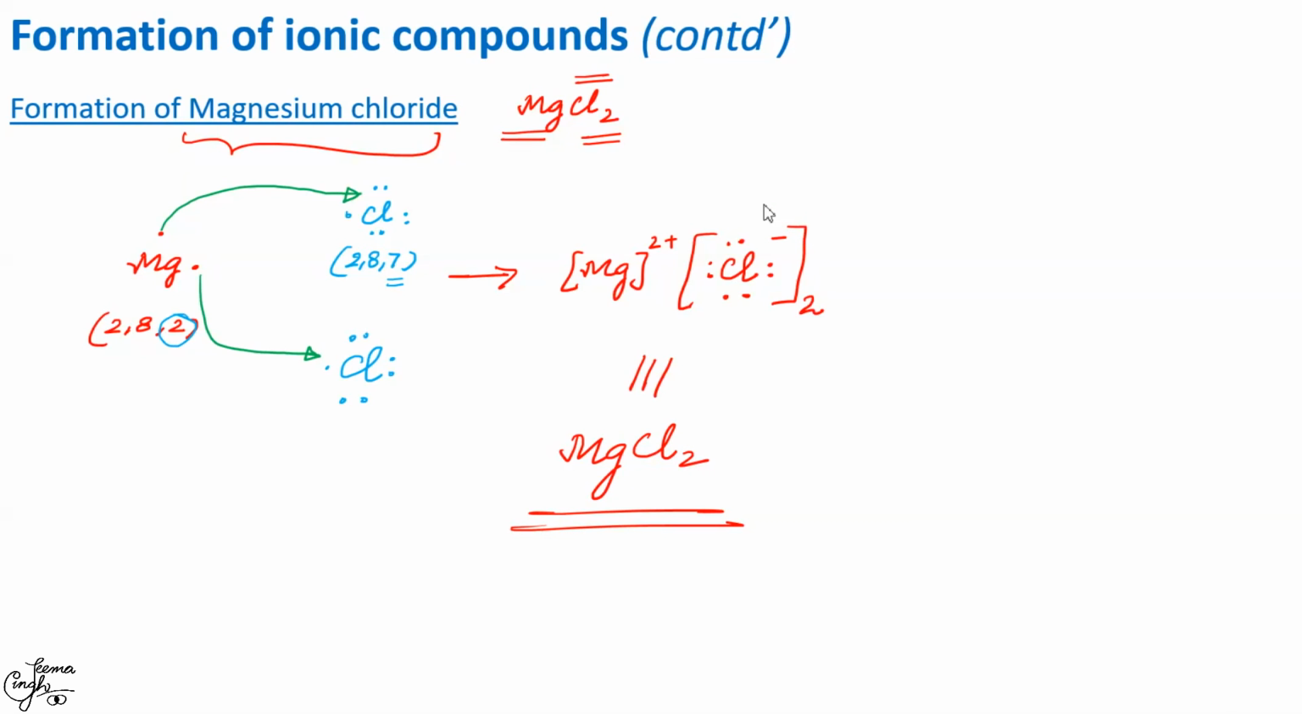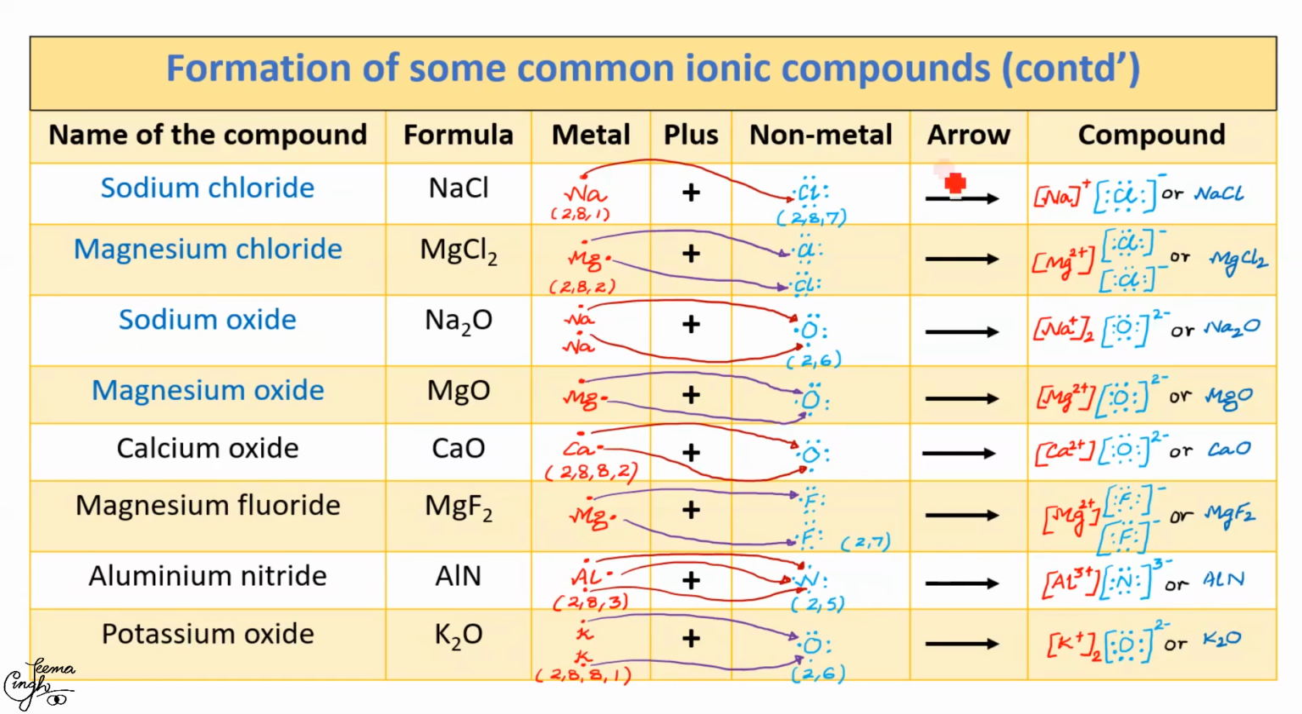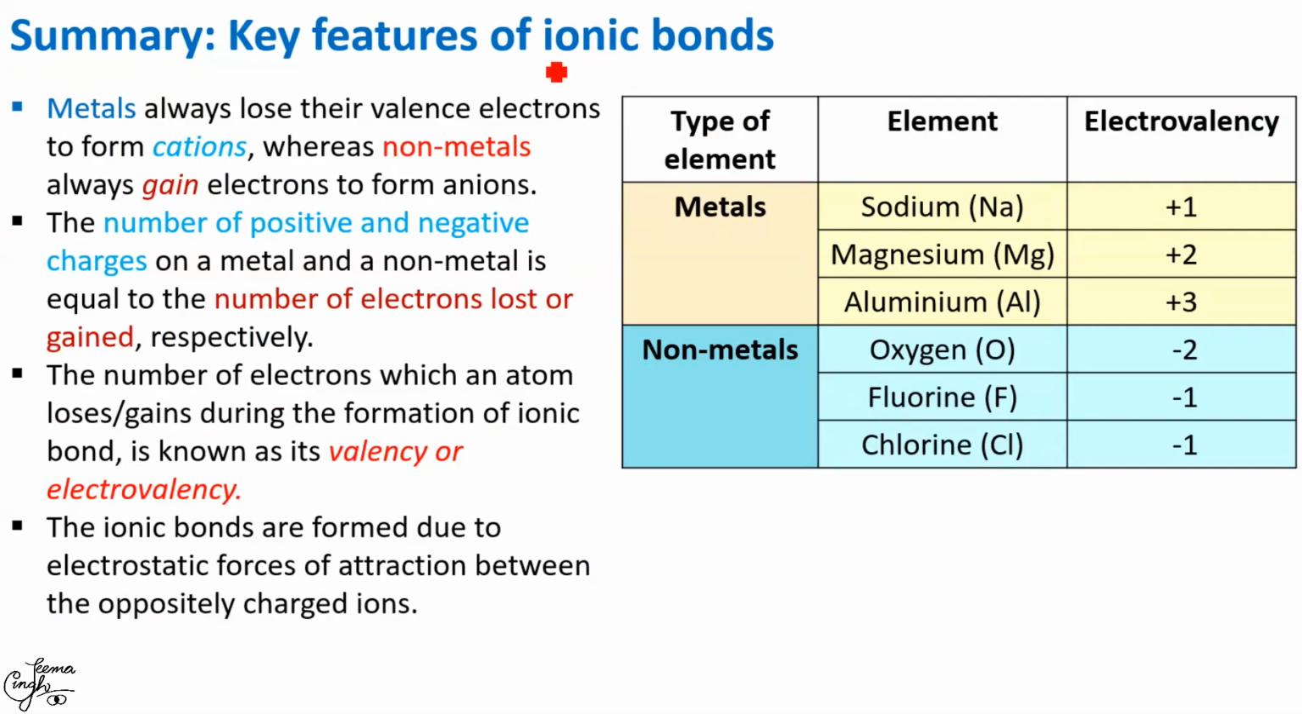Let us move ahead. In this table, I have provided the structure of some common ionic compounds. As far as your NCERT is concerned, you have the following 4 ionic compounds in your syllabus. You should know the formation of these 4 compounds. But I'm sure after understanding the fundamentals, you are in a position to show the formation of some common ionic compounds as these. Let us quickly summarize few characteristic features of ionic or electrovalent bond.